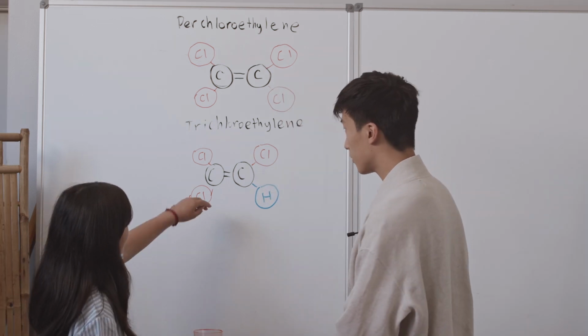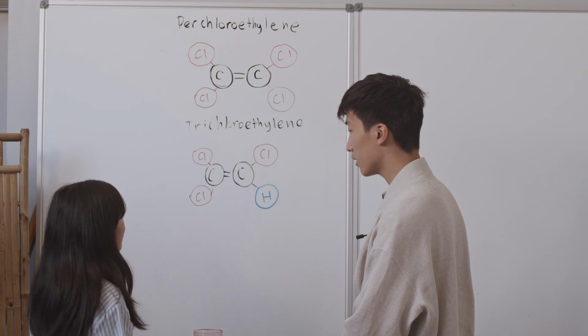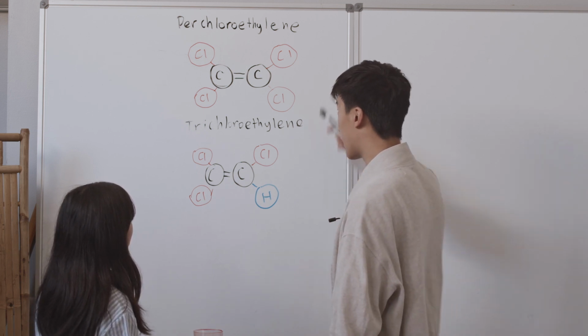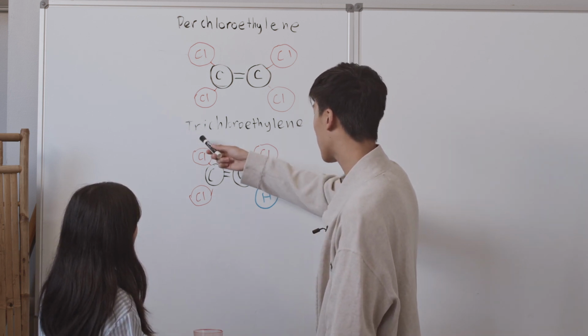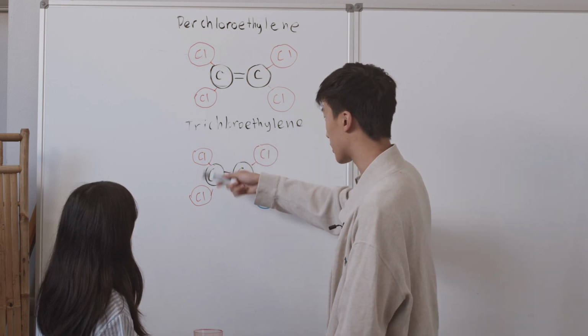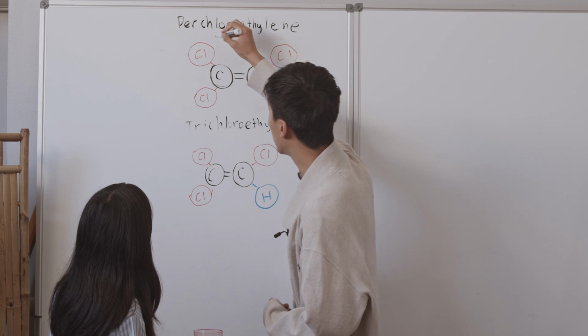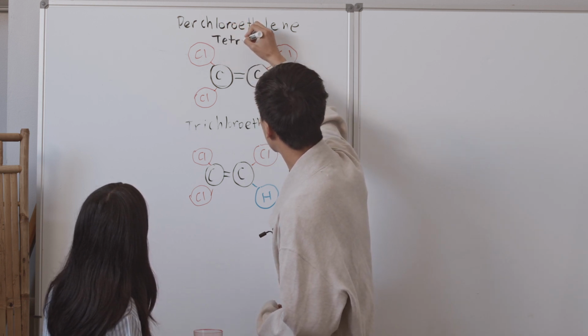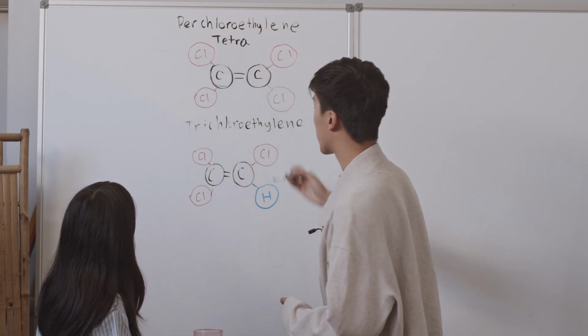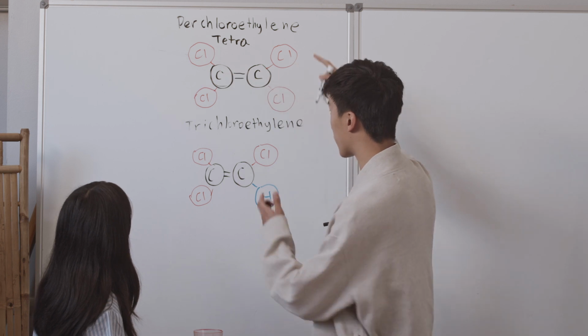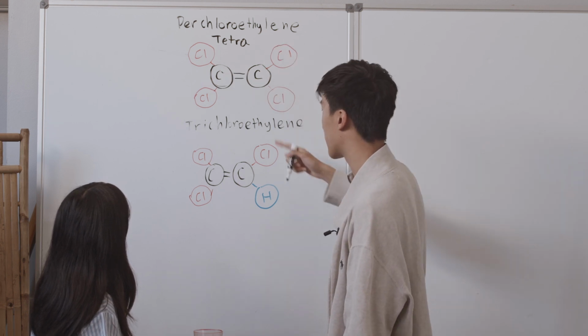So this one has 3 and this one has 4 chlorine? Yeah, so that's actually why they're named how they're named. So trichloroethylene, tri means 3, so there's 3 chlorines. And perchloroethylene, we sometimes also call it tetrachloroethylene. So tetra means 4. So there's 4 chlorine atoms in tetra and 3 in tri.